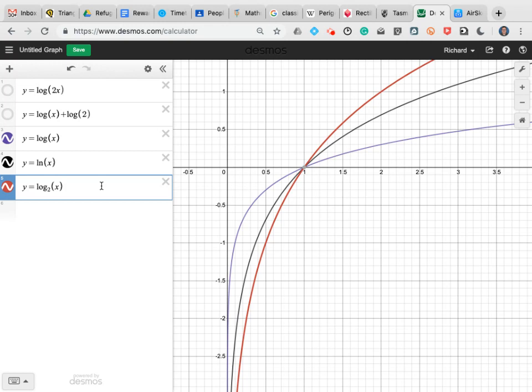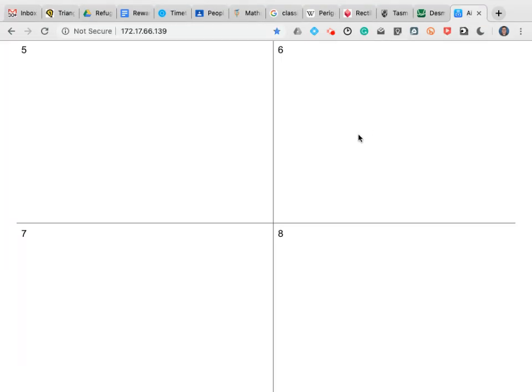Right, so Ambrosia asked, why do they all go through 1? So I'm going to go back to Air Sketch. And if I was sketching this for real, rather than just looking at Desmos, let's have a quick look at what we would do.